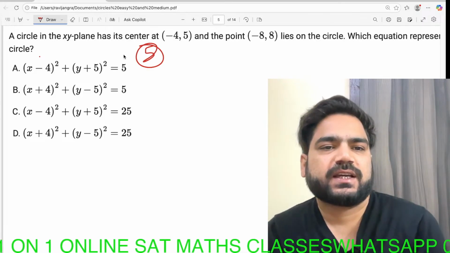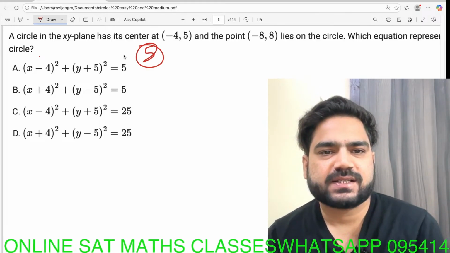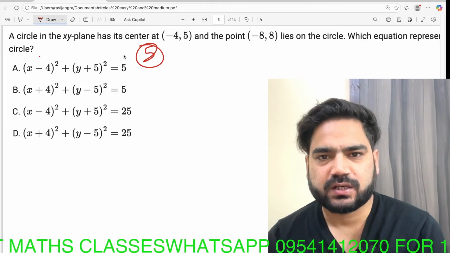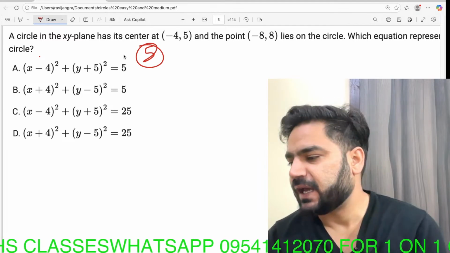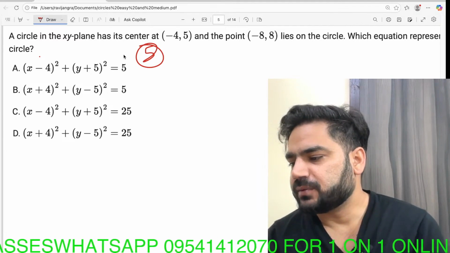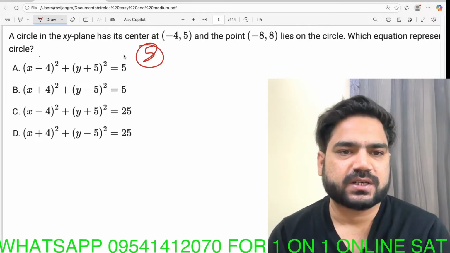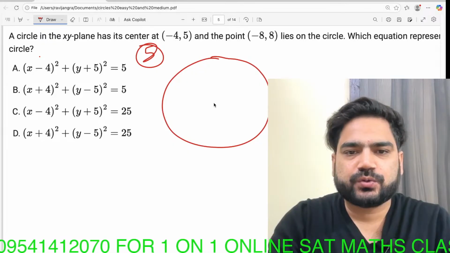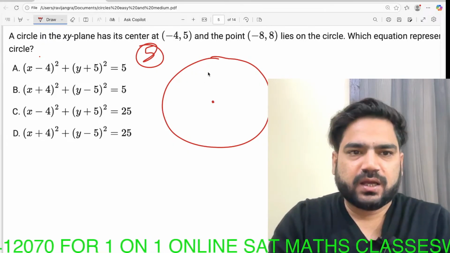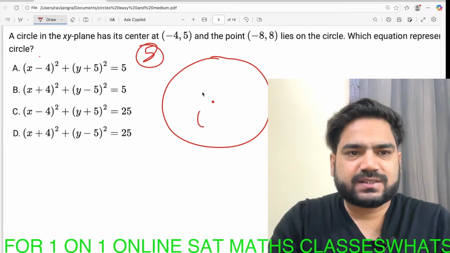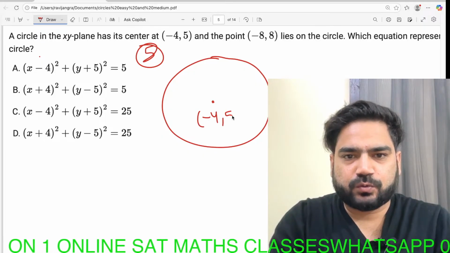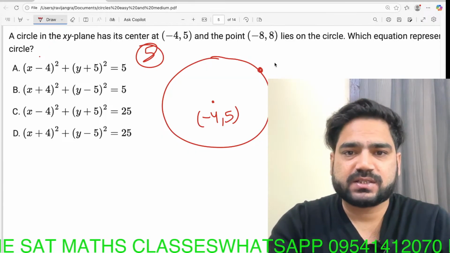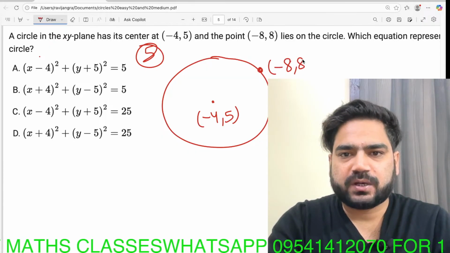In the fifth question, they are saying a circle in the xy plane has a center at (-4, 5) and one point lies on the circle, and this point is given. They are asking which equation represents the circle. If you make its diagram, we have a circle with its center at (-4, 5), and one point lying on the circle, that is (-8, 8).